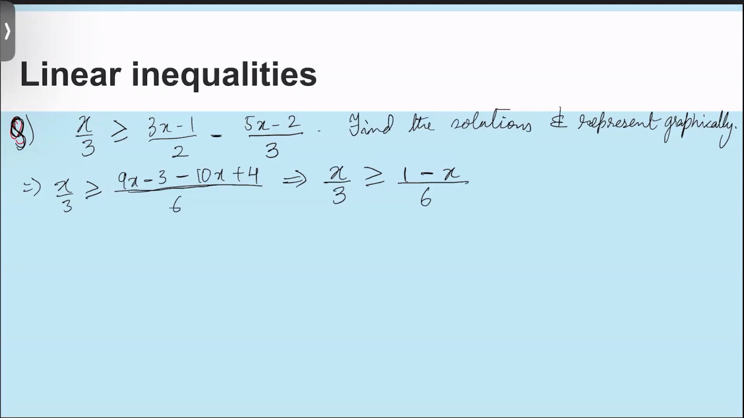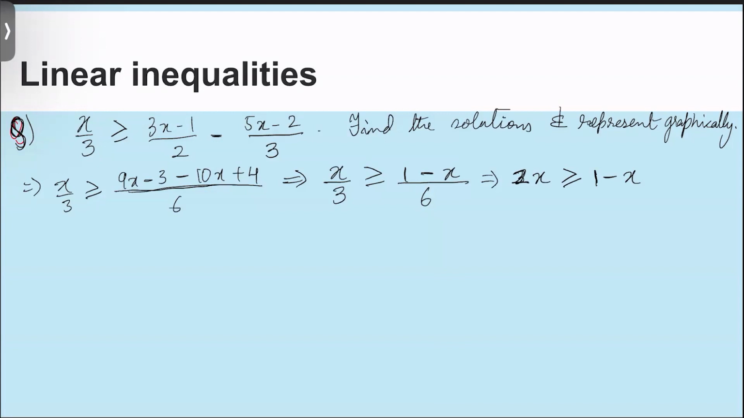Now, to get rid of the denominators, you can multiply both sides of the inequality by 6. Okay, so if you multiply both sides by 6, you get 2x less than or equal to 1 minus x. Okay, so your 6 goes away, and over here, 6 divided by 3 will give you 2. Okay, so you have 2x less than or equal to 1 minus x.